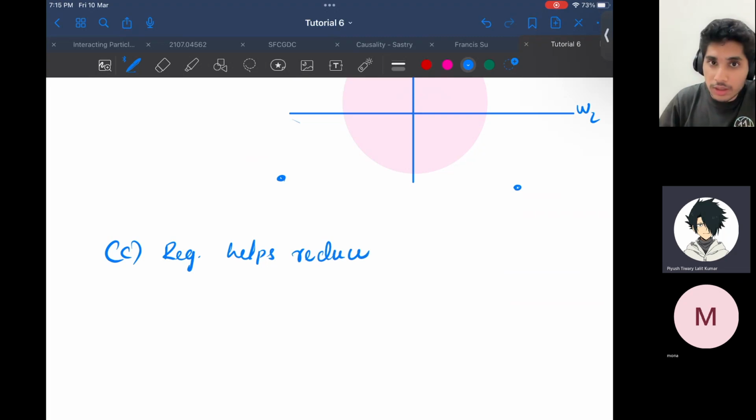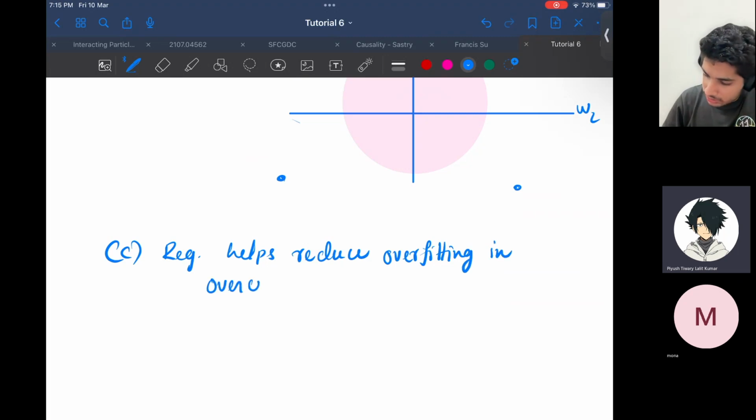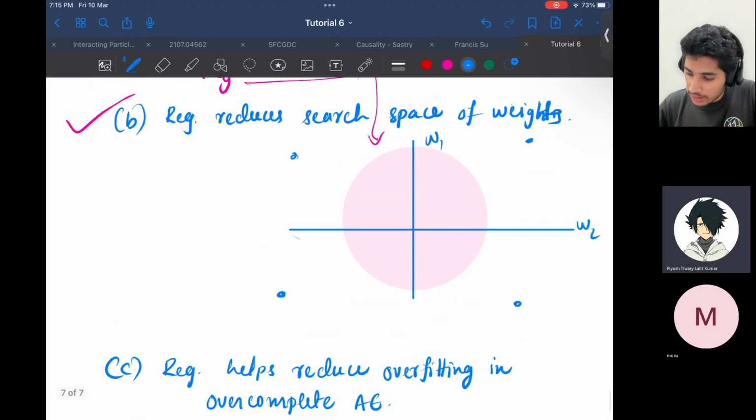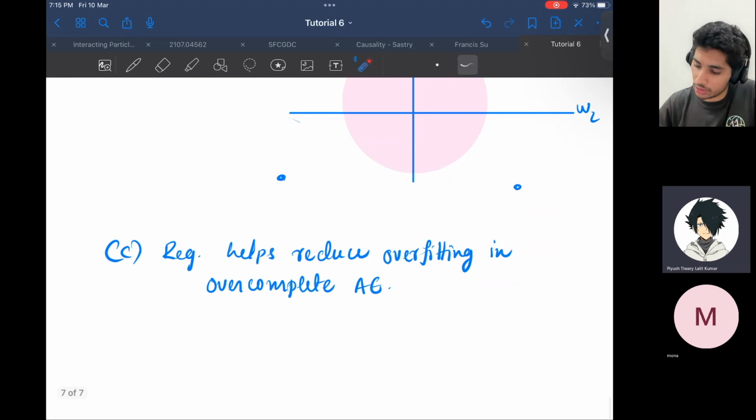Okay, what it is saying is that regularization helps reduce overfitting in overcomplete autoencoders. Is this true? Well, regularization in general is used to avoid overfitting, right? The concept of regularization was first coined just to achieve this, that we want to reduce overfitting. So this is also true, right?